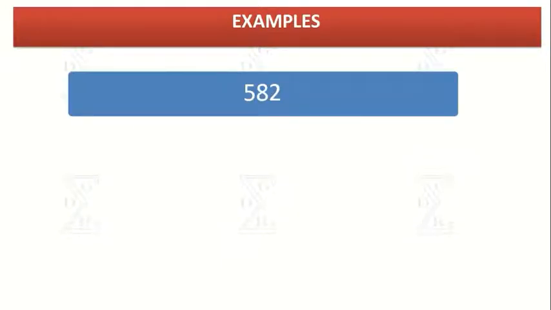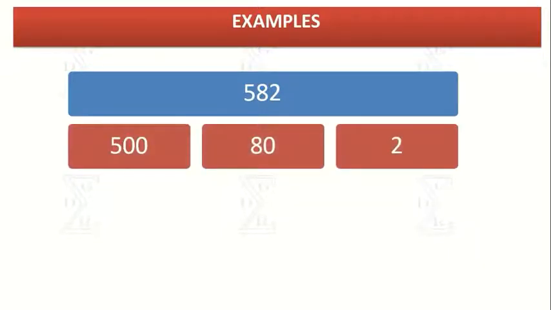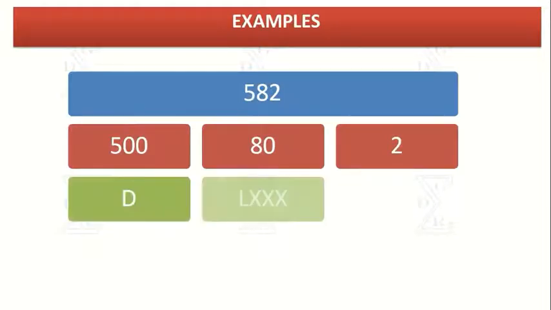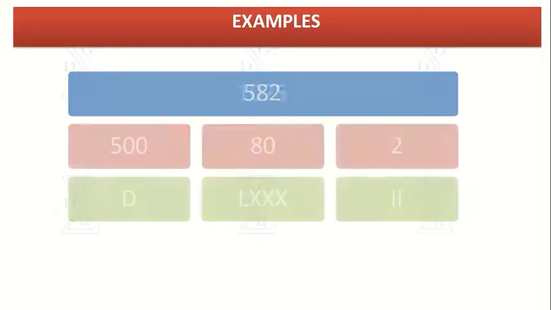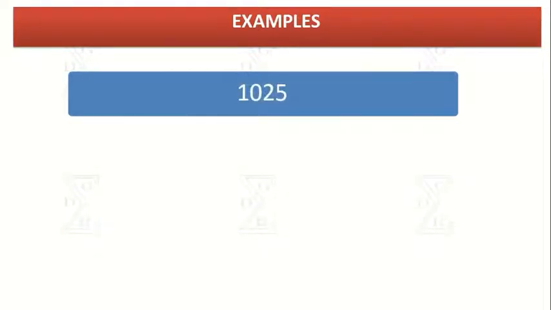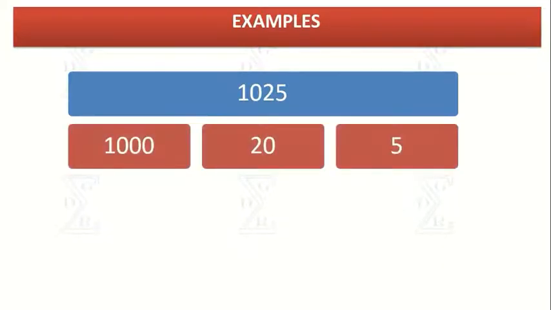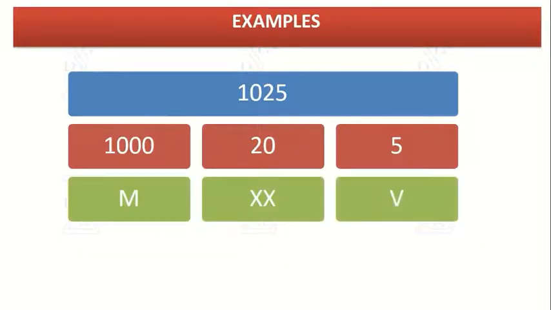Let us take some examples of Hindu-Arabic numerals. The Hindu-Arabic numeral 582. The expanded form of 582 is 500 plus 80 plus 2. As we know 500 as D, 80 as LXXX, and 2 as II. Finally, the number is DLXXXII. Let us take the Hindu-Arabic numeral 1025. The expanded form of 1025 is 1000 plus 20 plus 5. As we know 1000 as M, 20 as XX, and 5 as V. Finally, the number is MXXV.